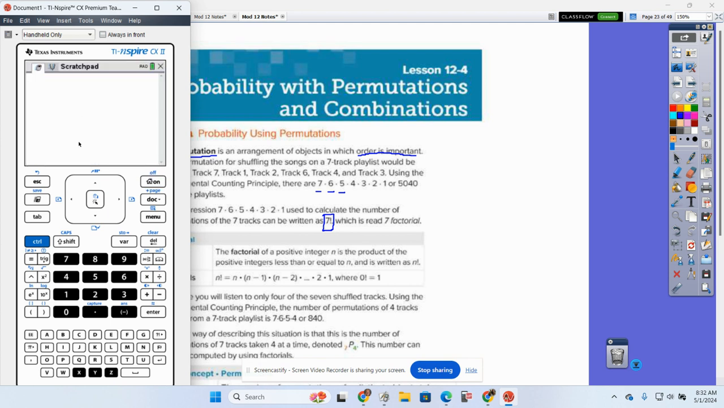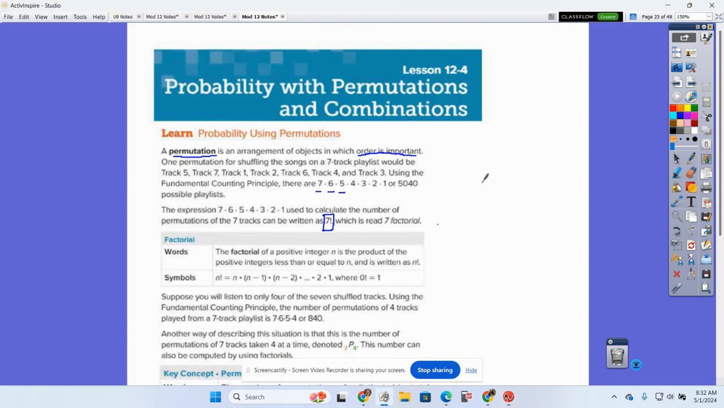If you're on a calculator page, you can hit the number 7, and then right down here, you can see it in red right now, there's an exclamation point. If you hit enter, it does 7 times 6 times 5 times 4 times 3 times 2 times 1. If you don't find that, you can also go into menu, go to probability, and you see factorial there, and it'll set it up as well with the same thing. Okay, so that's what 7 factorial is.